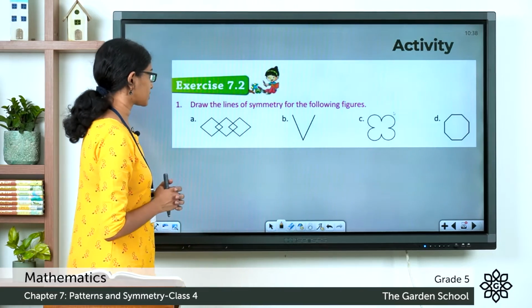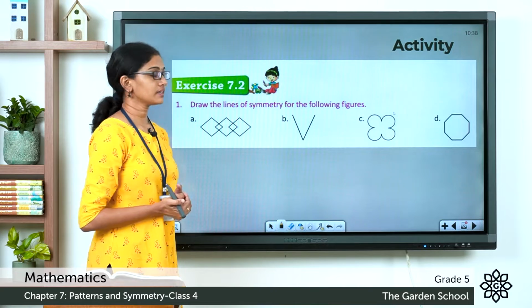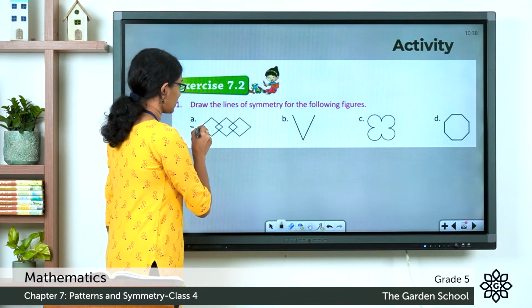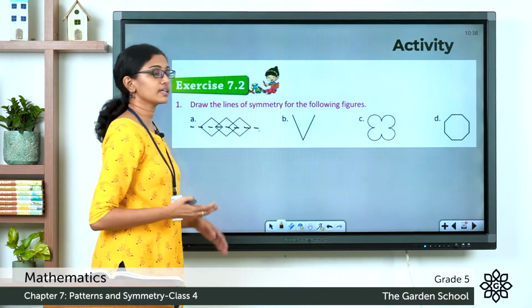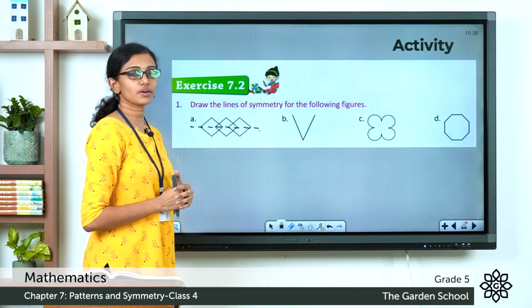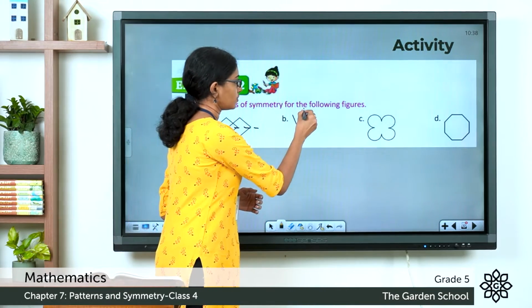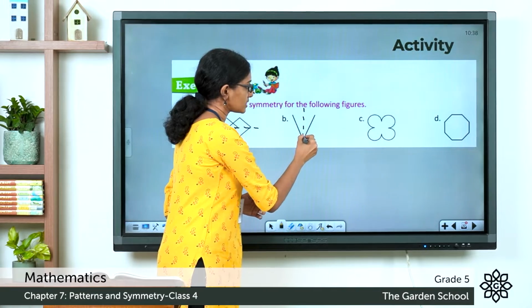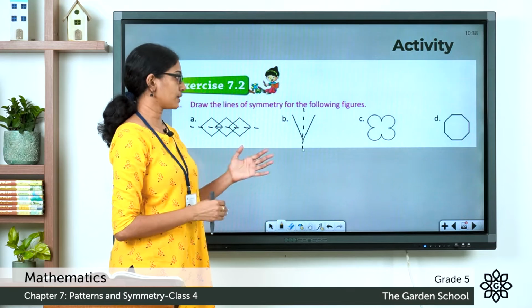Let's see the first image. You see, how can we draw a line of symmetry? If we draw a line of symmetry like this, the figure will be divided into identical halves or mirror images, one at the top and the other half at the bottom. Now the second one, what if we draw a line of symmetry like this? It will be divided into identical halves or mirror images.